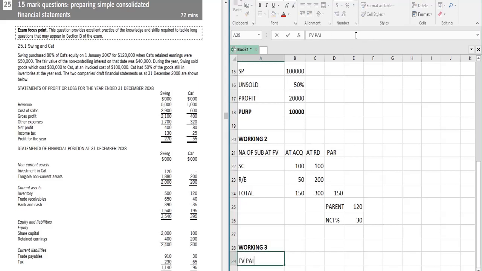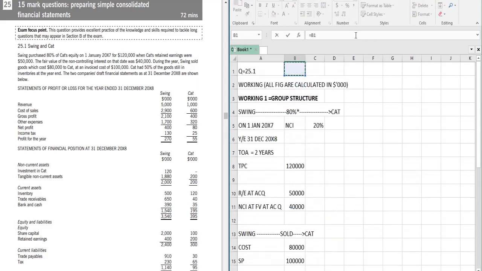Then we will move to the working 3, which is for the goodwill, right? So FV paid by parents, which is given in the question. So 120 we will take it 30 as common.